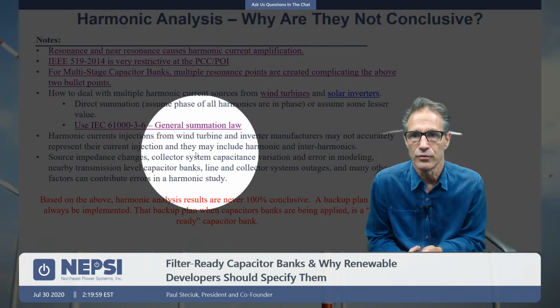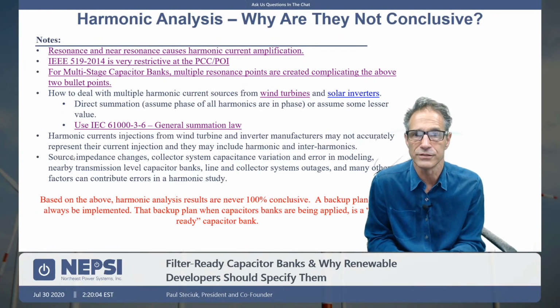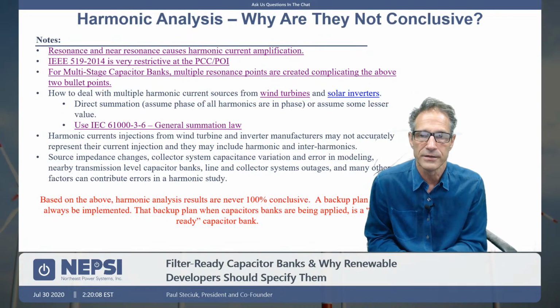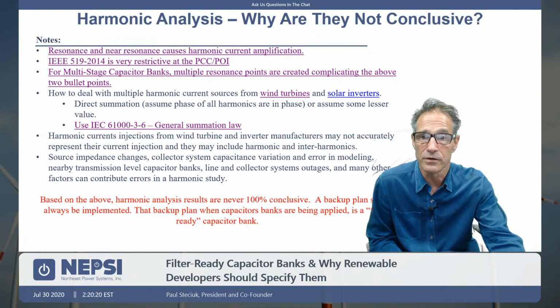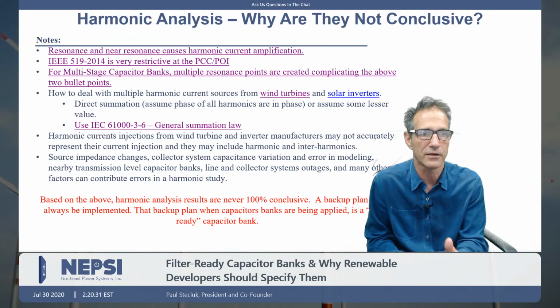The last bullet point here is that source impedance changes, collector system capacitance variation, errors in modeling, nearby transmission level capacitor banks, line and collector system outages, and many other factors can contribute to errors in the harmonic study. Based upon the above, harmonic analysis results are never 100% conclusive. So a backup plan should always be implemented. And that's really the message of this section of the presentation: you've got to have a backup plan.